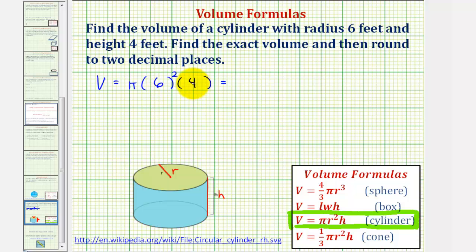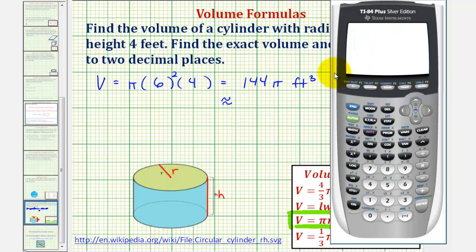So 6 squared times 4 would be 36 times 4, or 144. Don't forget about the factor of pi, though. So the exact volume would be 144 pi cubic feet. And now we'll use a calculator to round this value to 2 decimal places.